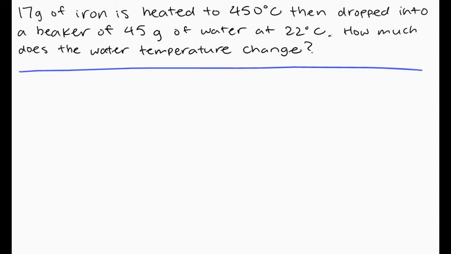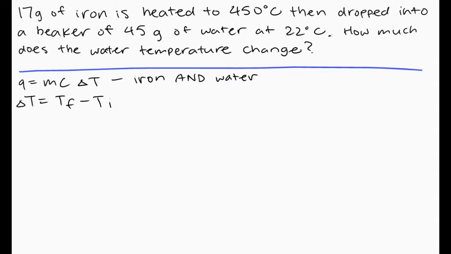So now let's move on to a more difficult problem. 17 grams of iron is heated to 450 degrees Celsius, then dropped into a beaker of 45 grams of water at 22 degrees Celsius. How much does the water temperature change? So again, we have our equation Q equals mc delta T. But this time, it's more complicated because we have two objects in our system now, the iron and the water. So what do we do?